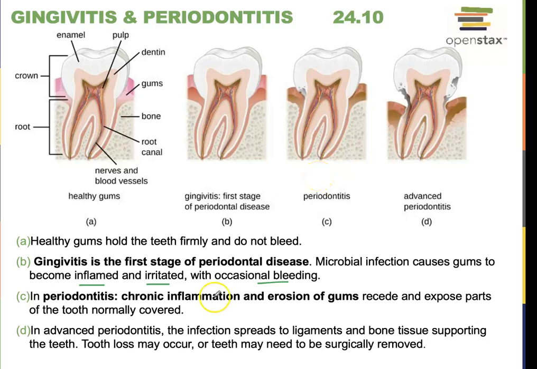Periodontitis is going to be chronic inflammation and erosion of your gums. They're going to recede, so they're going to expose more of the neck of the tooth. They're going to expose an area that might not be sufficiently covered by enamel, and you can see that we can really get destruction of the tooth in these areas. In advanced periodontitis, the infection can spread to those ligaments that hold the teeth to the bone, and then you can lose your teeth.